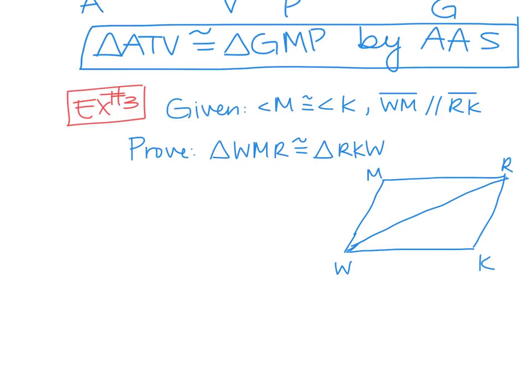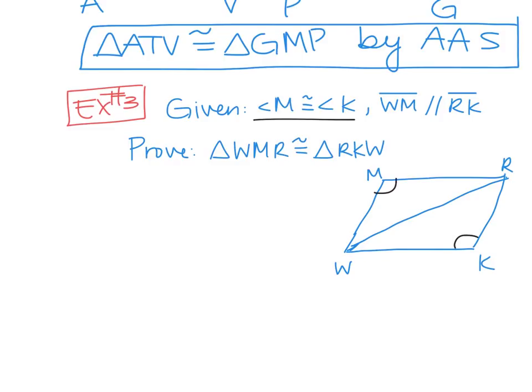Okay, I told you to write this on your paper before, but the best thing you can do for yourself is mark up what you know, because when you mark what you know, it helps lead you to the next things that you want to know. So the first thing we're going to say with our markups here is angle M is congruent to angle K. So we're going to mark those congruent, okay?